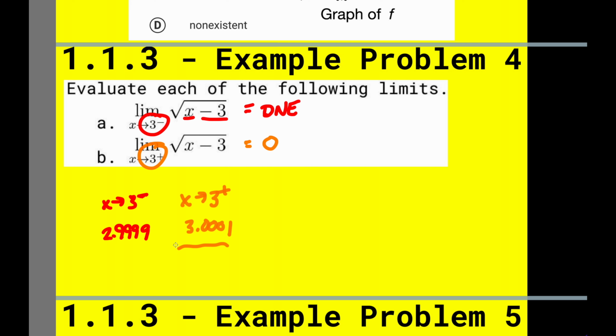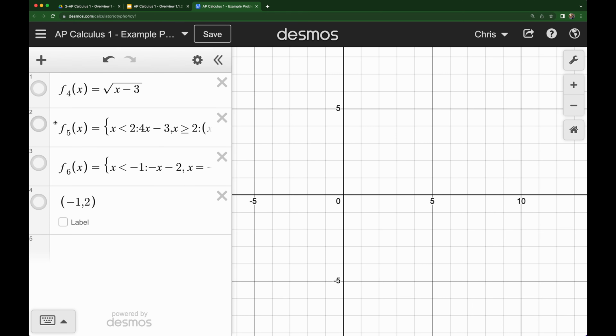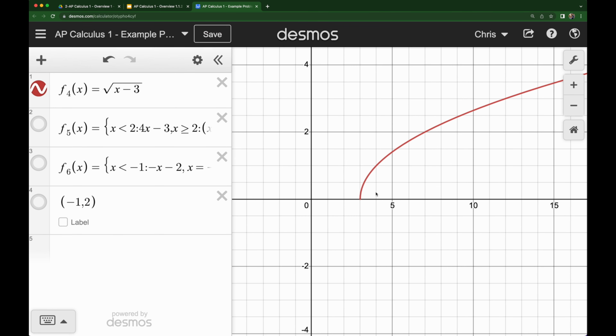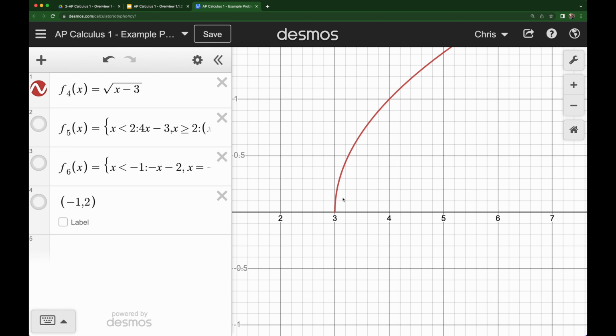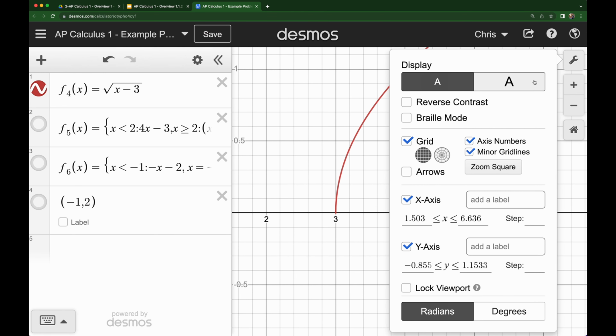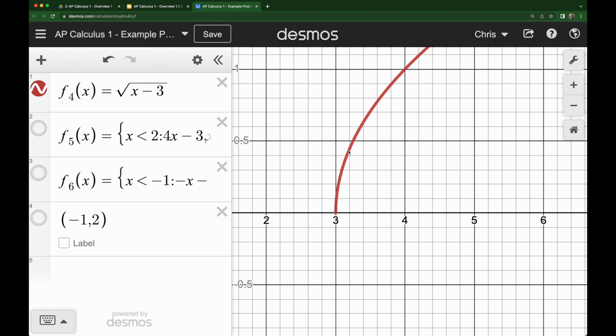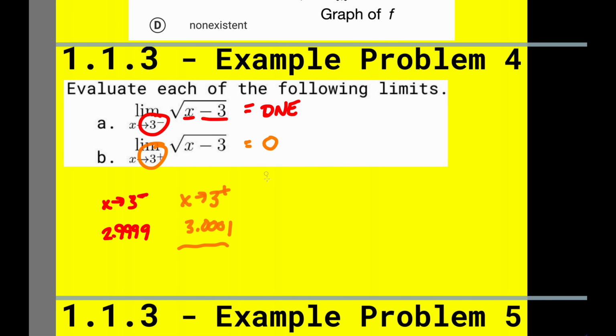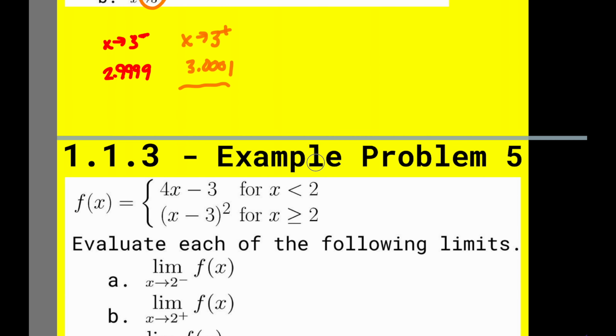To kind of cement this in a little bit more, I'm going to show you the graph. So here's the graph for that one right here. If you notice, there is nothing on the left side of it. So you can approach from one side, from the right, but not the left, because there's nothing there. The limit would be DNE for that one. So hopefully the graph makes more sense with it. It doesn't get less than that 3, because then you have imaginary numbers. Okay, so that's the answer for those two.